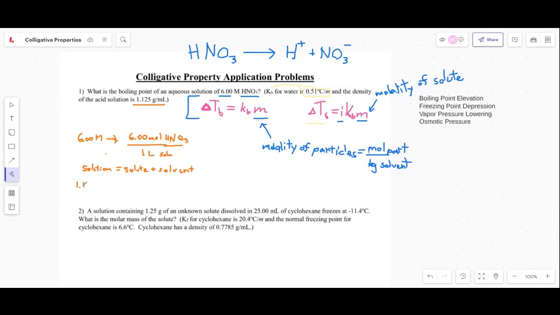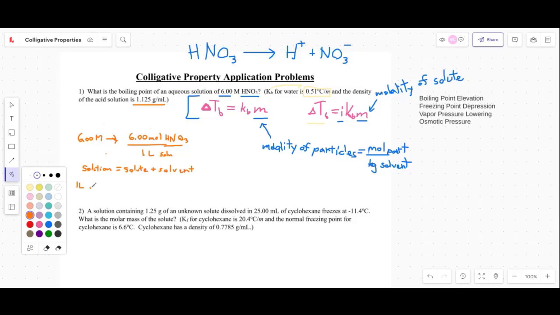So I'm actually going to start with 1 liter. Can I erase that? Yeah, I can erase that. Where's my eraser? There we go. There you go. Now I'm going to go back to my drawing.